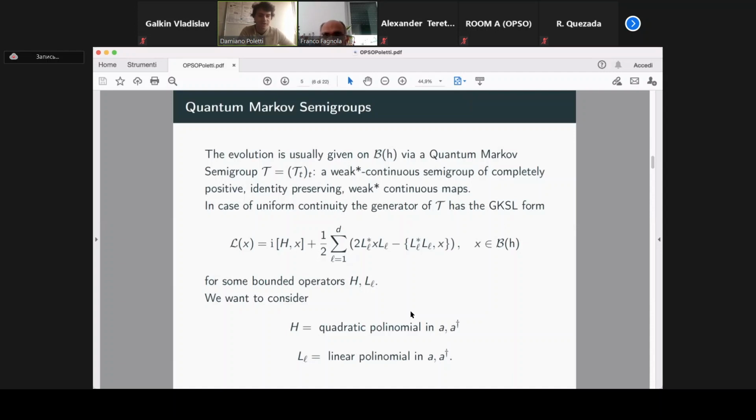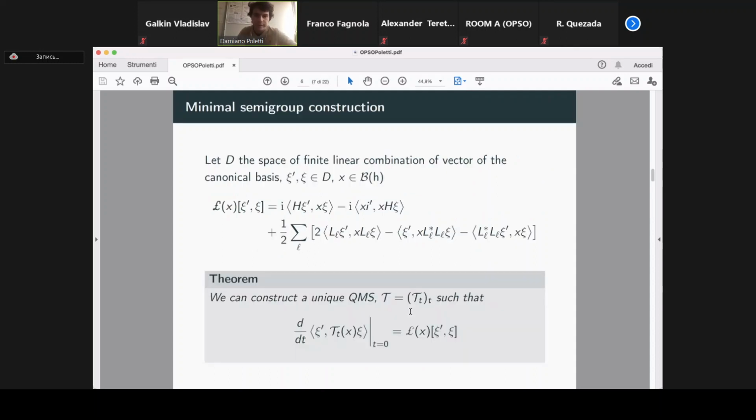But in our intention, we want to consider quadratic polynomials in a and a dagger, meaning the Hamiltonian would be a quadratic polynomial, and the Kraus operators would be first-order polynomials in a and a dagger. So how can we achieve this? There's a standard way to do so, and the significant ingredient is to consider the space of finite linear combinations of vectors of the canonical basis. We call them psi prime and psi.